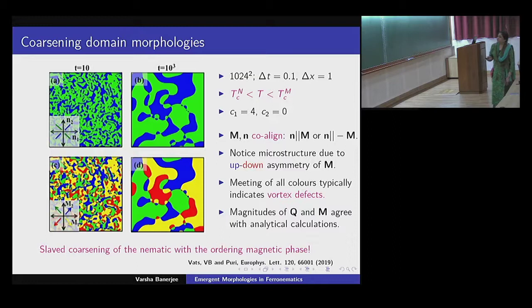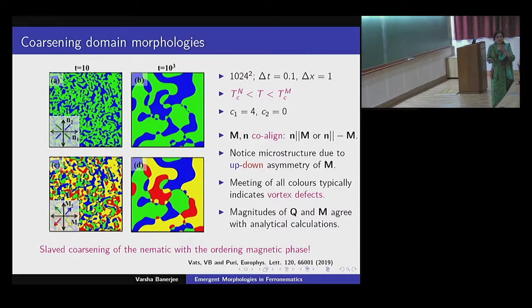Okay? So one of the interesting things that one sees here, and this is at time t equal to 10 raised to 3 in some units, is that M and N always co-align. Okay? So here, you can take a look at the color coding. When the nematics are pointing in the first and the third quadrant, we color them blue. When they are pointing in the second and the fourth quadrant, they are green.